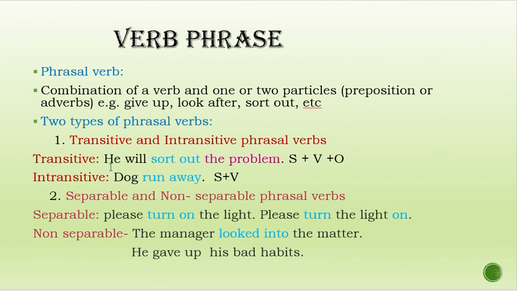For example, he will sort out the problem. What will he sort out? The problem is very important. Sort out brings with it the problem. So here is the structure S plus V plus O. That's why it is called a transitive phrasal verb. And here is the dog run away. Run is a verb and away is an adverb.